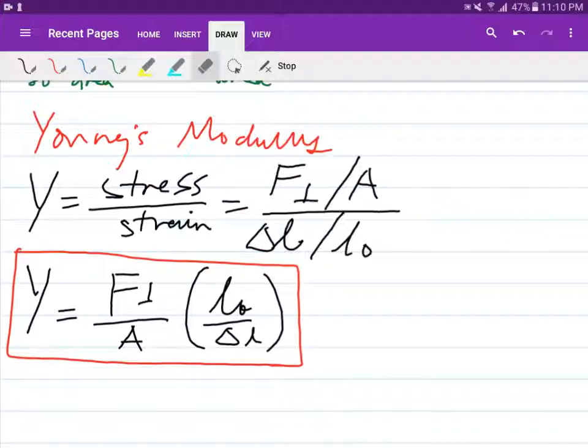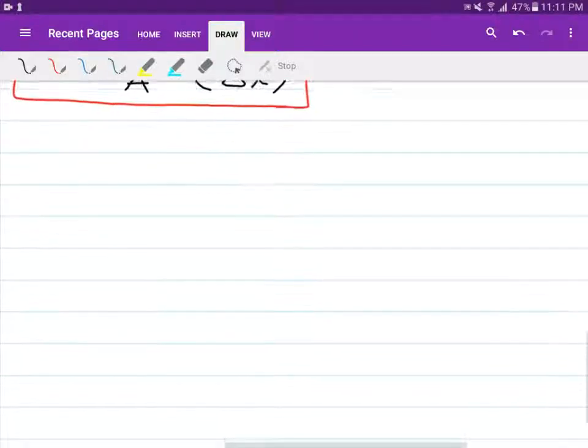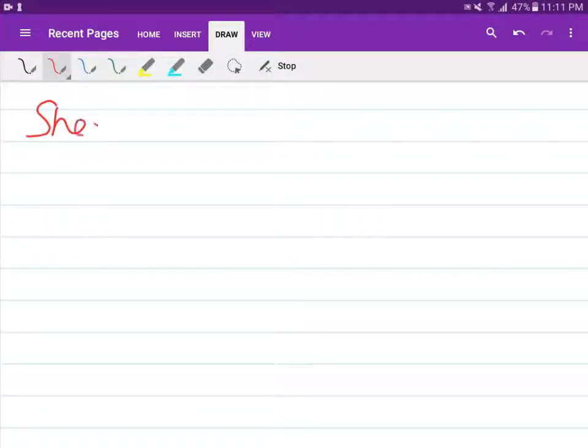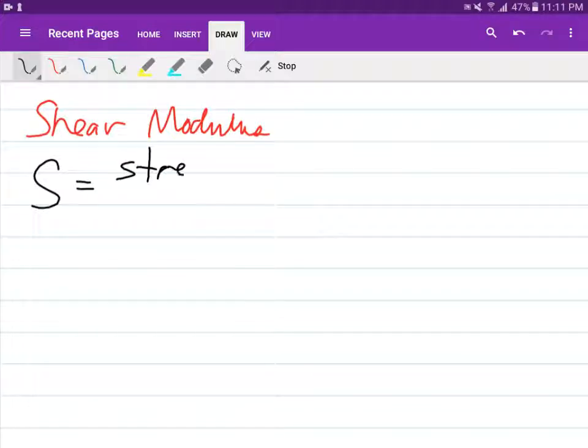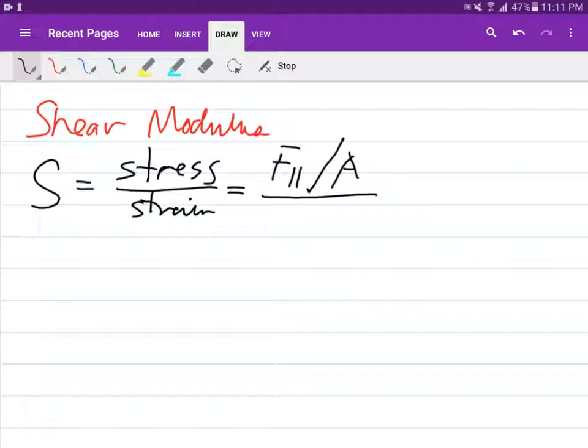Next is the shear modulus. The shear modulus can be named with variable S. Just like the normal modulus, we have stress over strain. But now the force applied is parallel to the area, over the strain of the object. Now the strain of the object is tricky in the shear modulus.